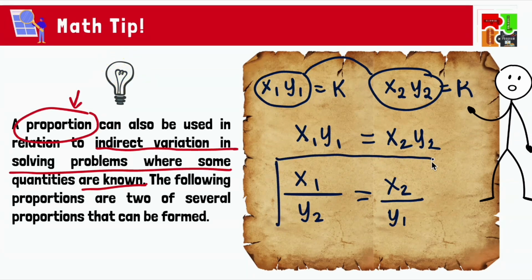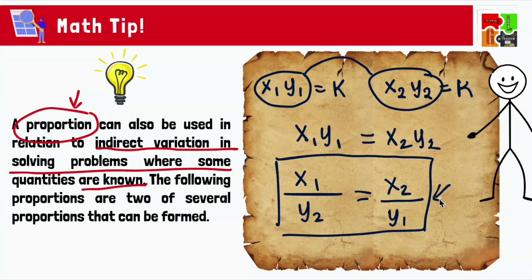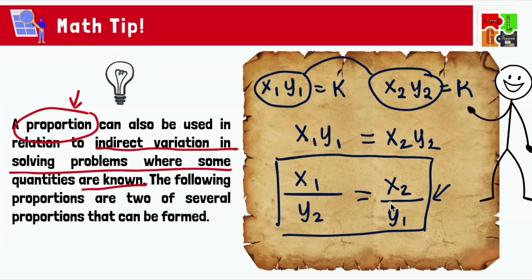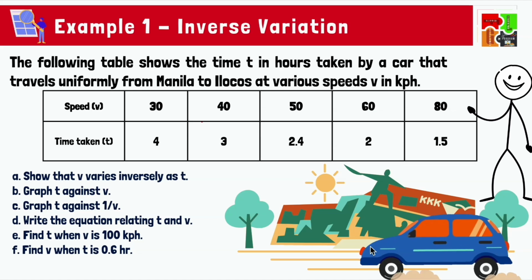So this is gonna be the formula representation for you to find the proportion of the given unknown and the given known of the given inverse variation. Okay? Gamitin natin mamaya yan. But for now, let's have a first example.